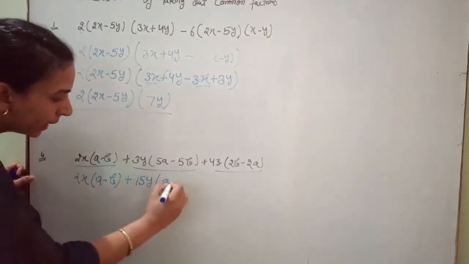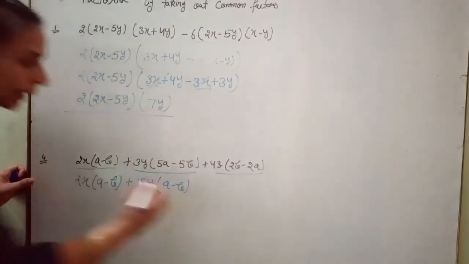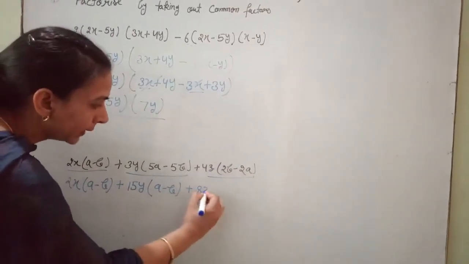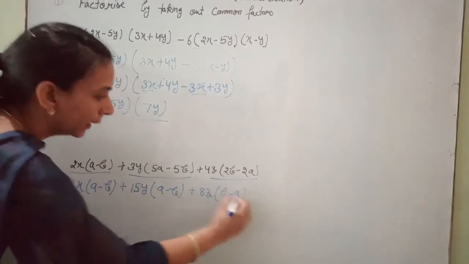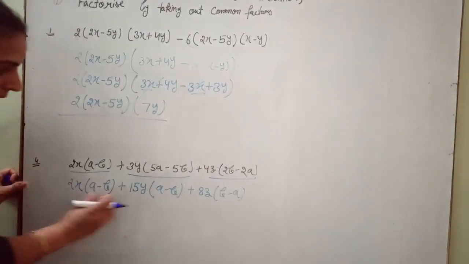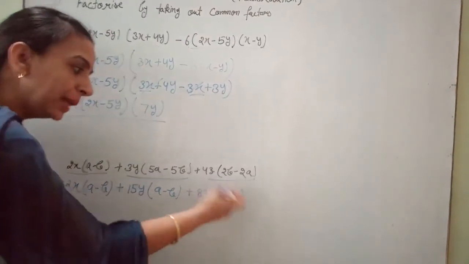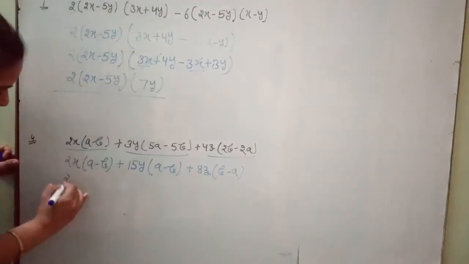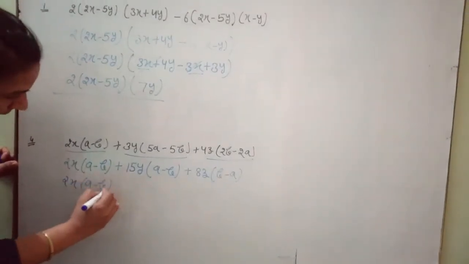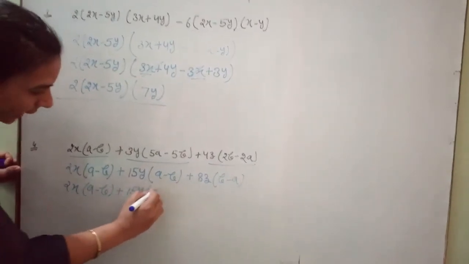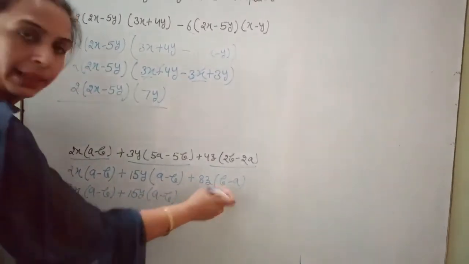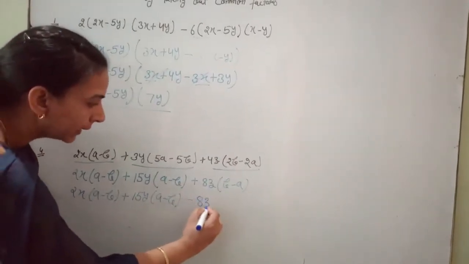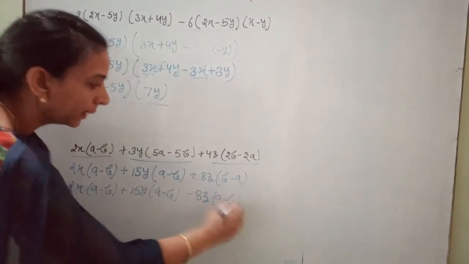Then we take common 5, and 3 into 5 gives 15y, then a minus b. Clear student? Again 2 is common in the last bracket, so 2 common, then 4z times 2 gives 8z, then b minus a. Again, in this term we have a minus b, but here there is b minus a. First we arrange it into a minus b, then 2x(a minus b) plus 15y(a minus b), and we take a common minus. If we take common minus, then there is minus 8z and a minus b. Clear student?